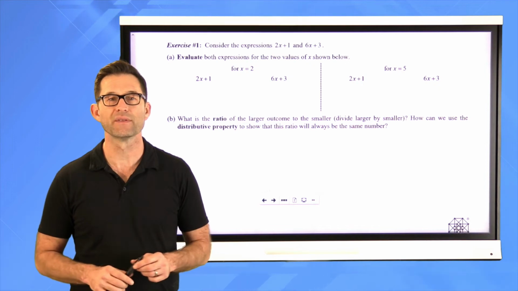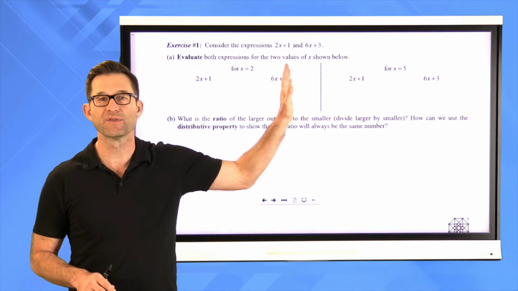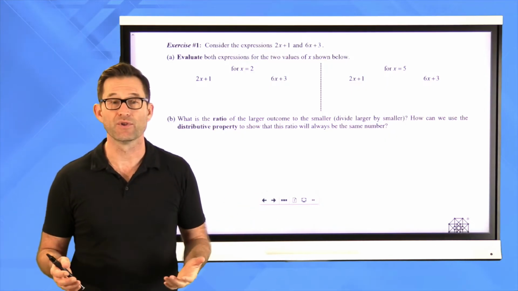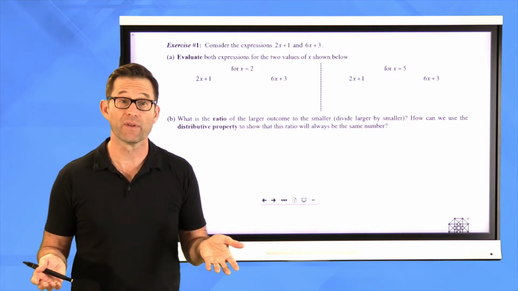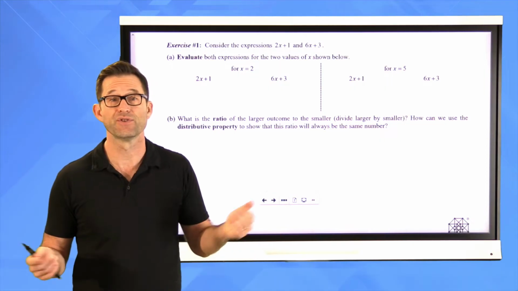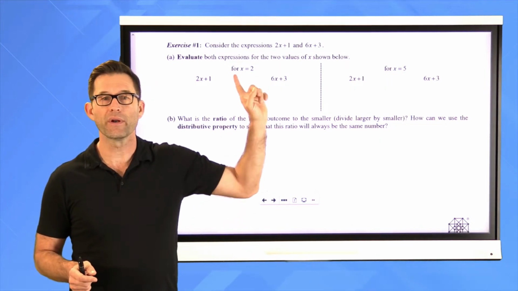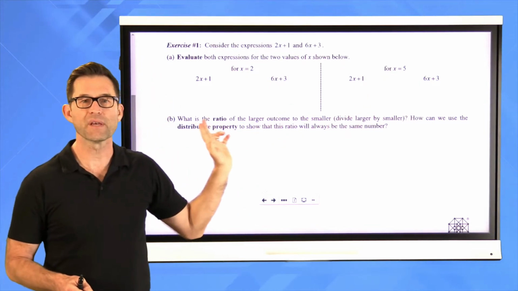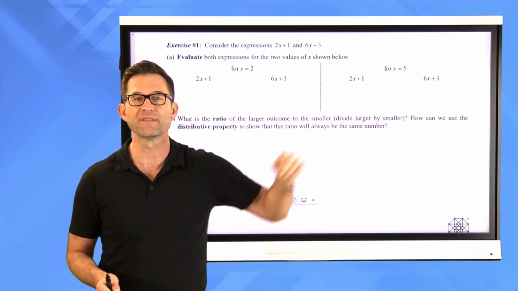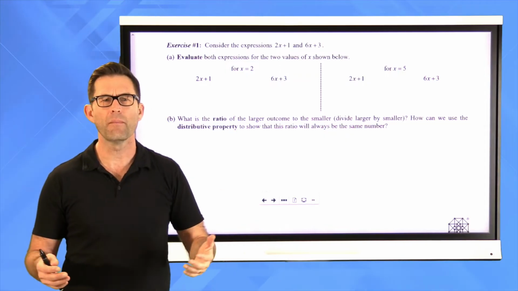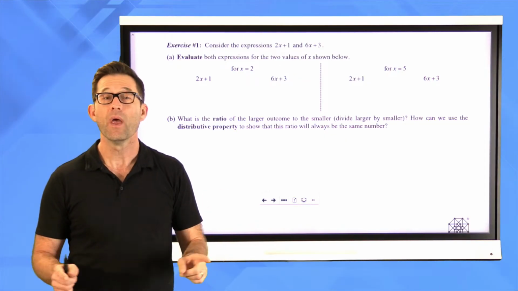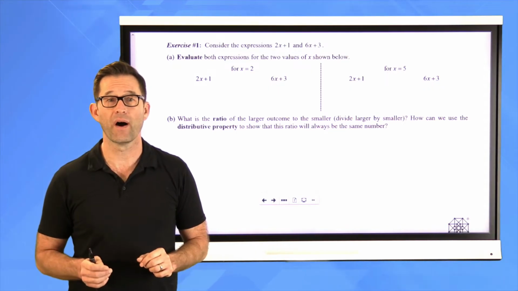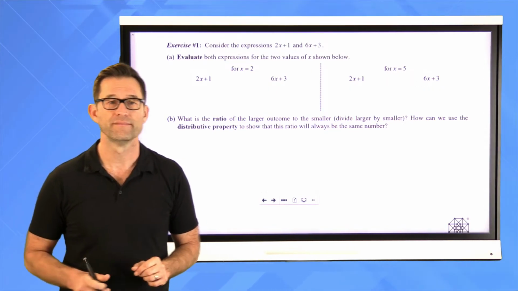Let's talk about this a little bit. I've got these two expressions, 2x plus 1 and 6x plus 3, and I want to see how they relate to each other. Obviously, they're not equivalent expressions. But we're going to take values of x like x equals 2 and x equals 5 and substitute them into the two expressions to see if we can come up with some kind of relationship between them. Let's do x equals 2 together, and then I'm going to have you do x equals 5 on your own. Let's go to the board.